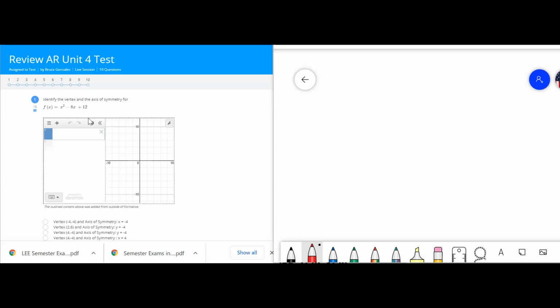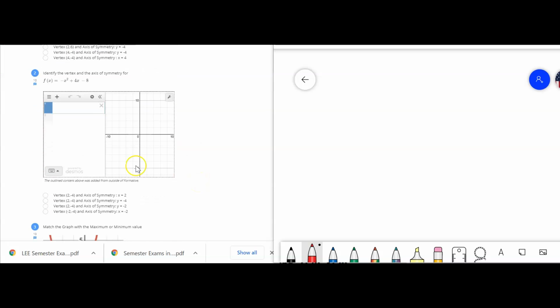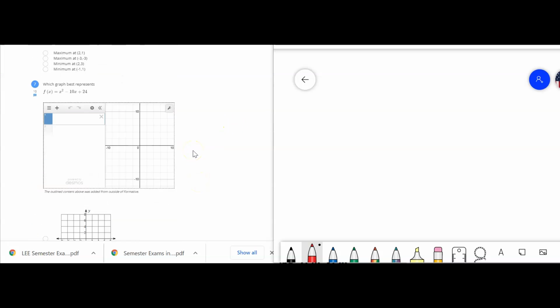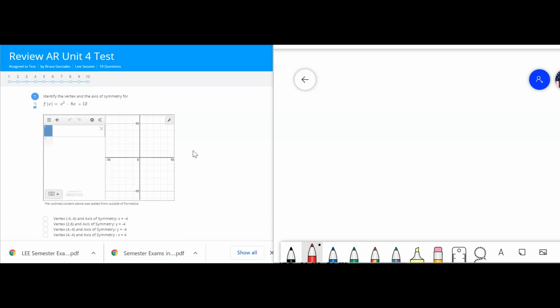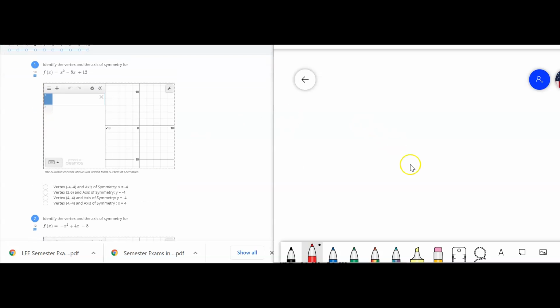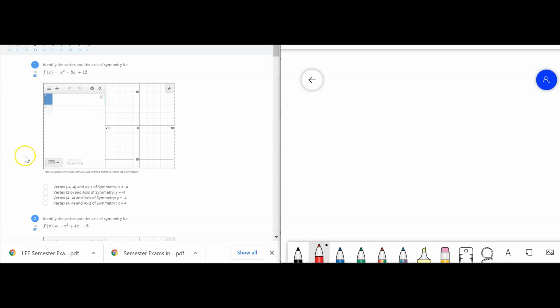I've embedded it all throughout the review and the test, so whenever you need a graphing calculator, it's right in there. You just gotta know how to use it. Number 1, number 2, number 7, it's all in there. So let's do this, and I got the whiteboard off to the side here so we can make little notes along the way. All right, there we go.